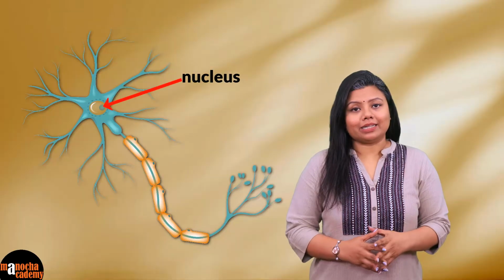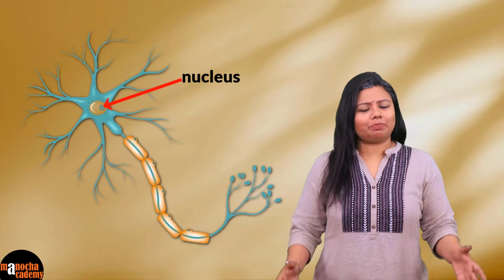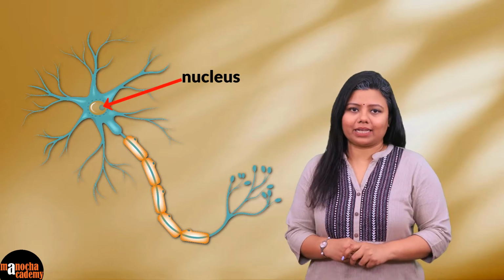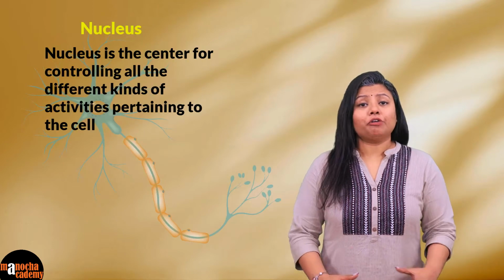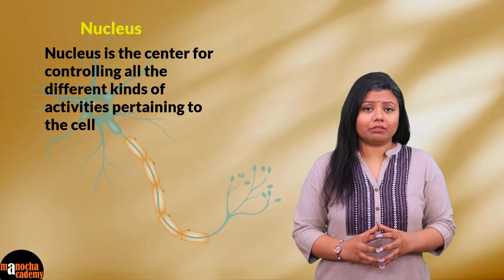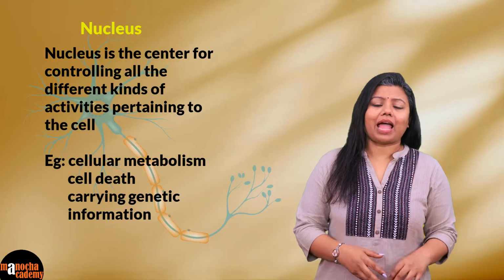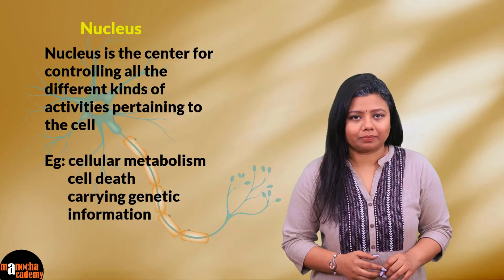Today we are going to discuss the nucleus, which is the control center of all the activities taking place in the cell, and it also controls the different cell organelles. So let's get started. The nucleus is a very specialized double membrane bound cell organelle that is present in almost all eukaryotic cells. It is the center for controlling all the different kinds of activities pertaining to the cell, for example, cellular metabolism, cell death, and carrying genetic information.